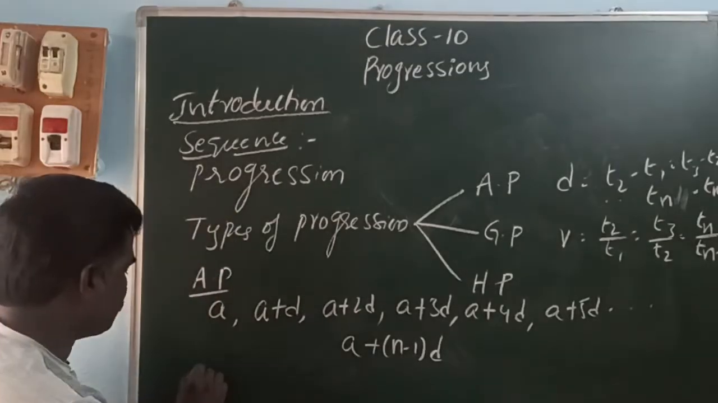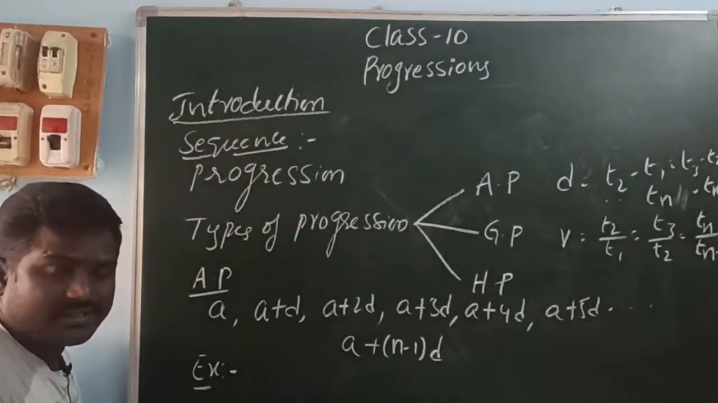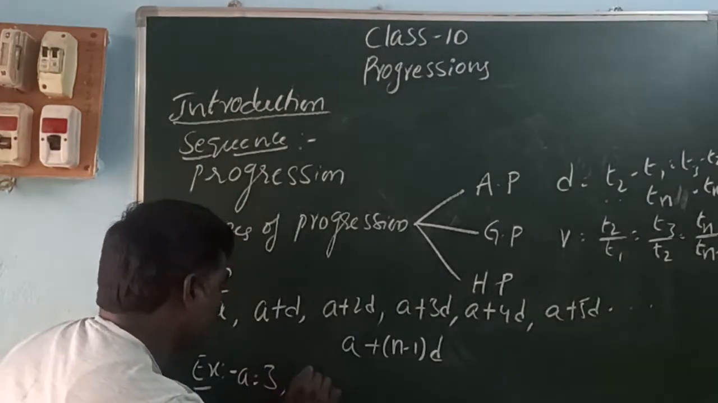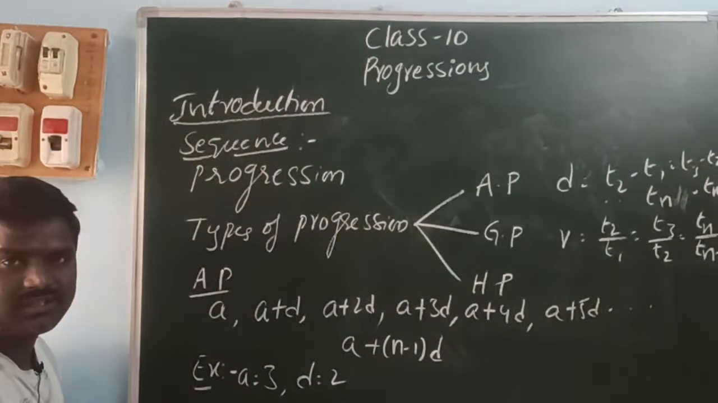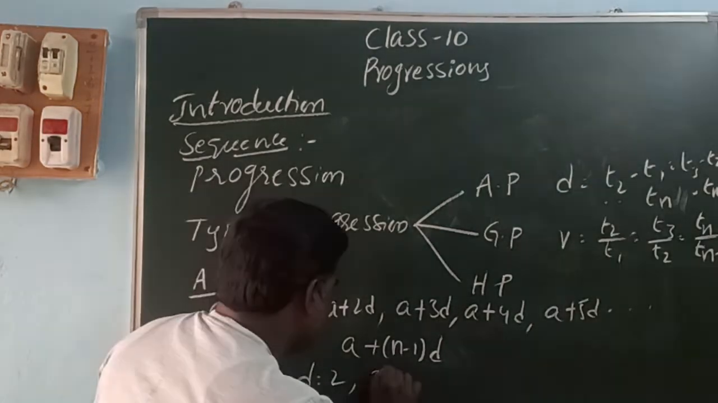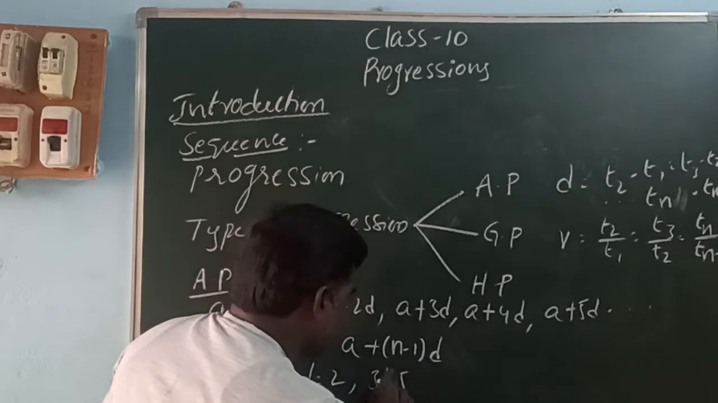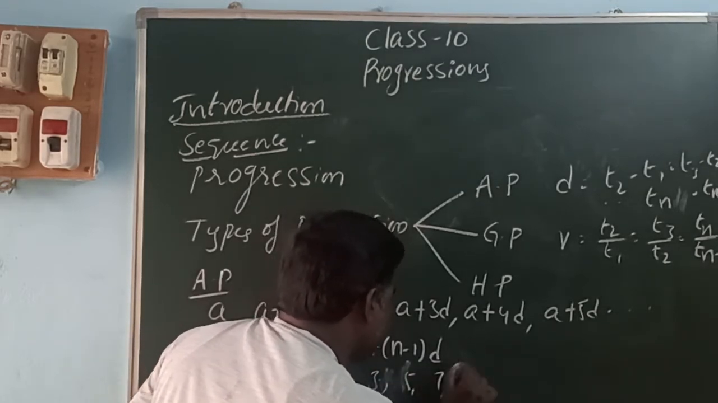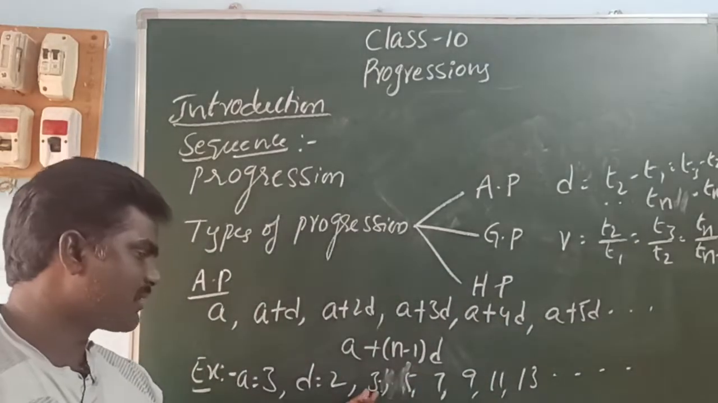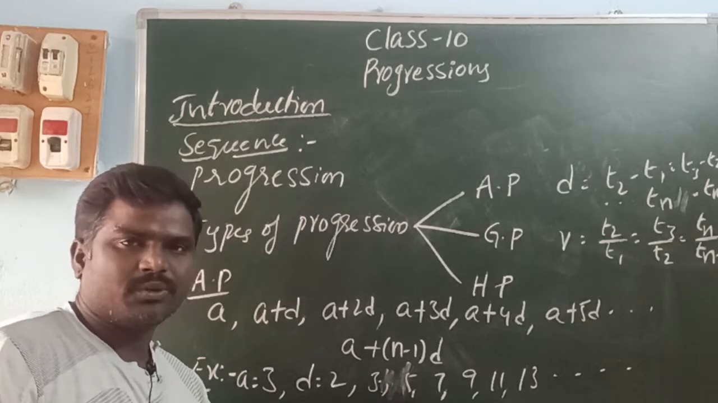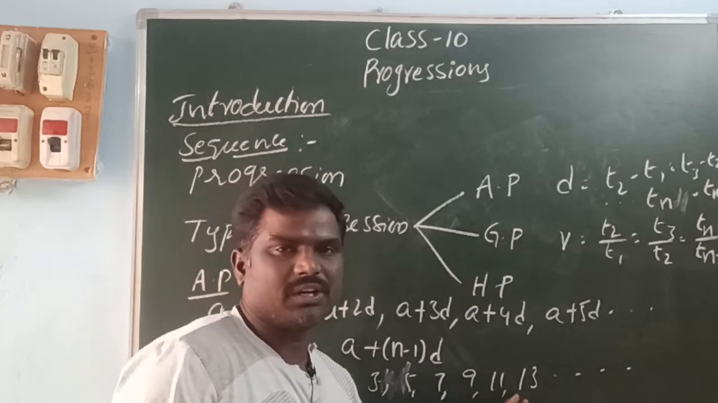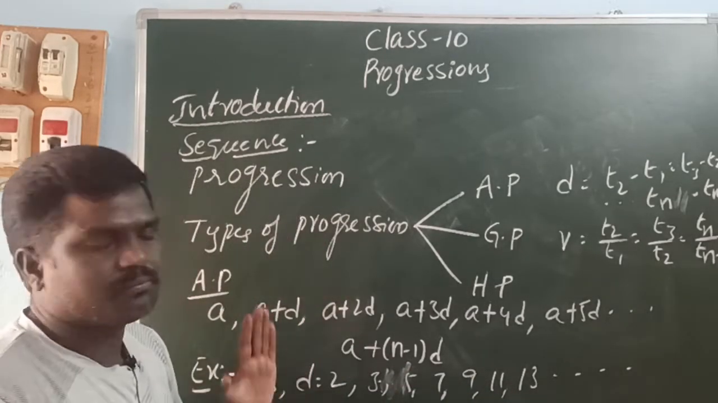For example, here the first term A is 3 and the common difference is 2. So what is the arithmetic progression here? 3, then 3 plus 2 is 5, then 7, 9, 11, 13 and so on. If the first term is 3 and the common difference is 2, the next term is 3 plus 2 is 5, next 5 plus 2 is 7, 7 plus 2 is 9, 9 plus 2 is 11 and so on. This is the arithmetic progression.